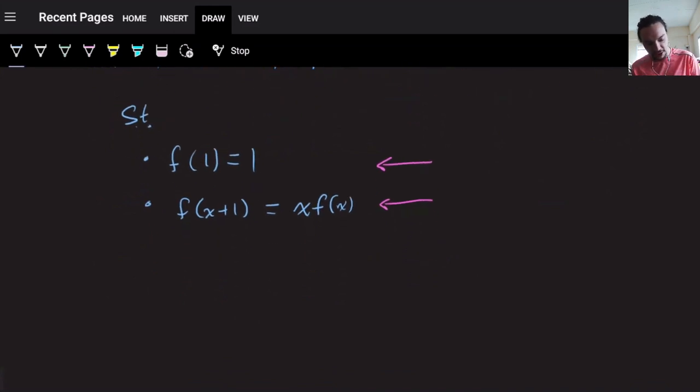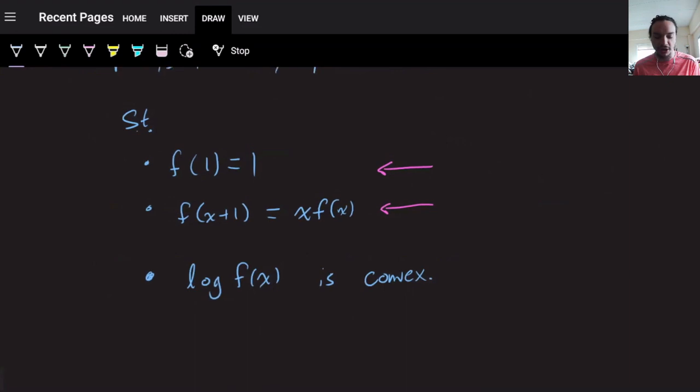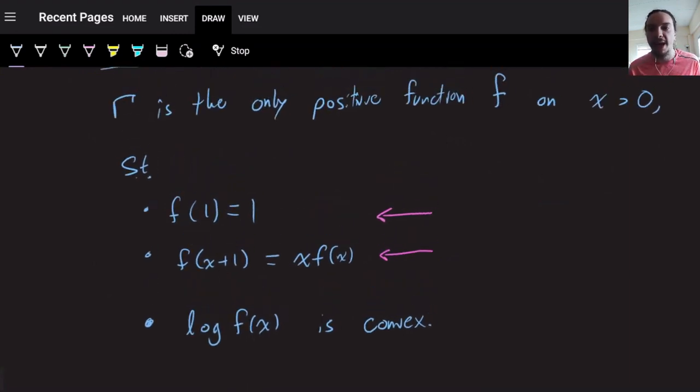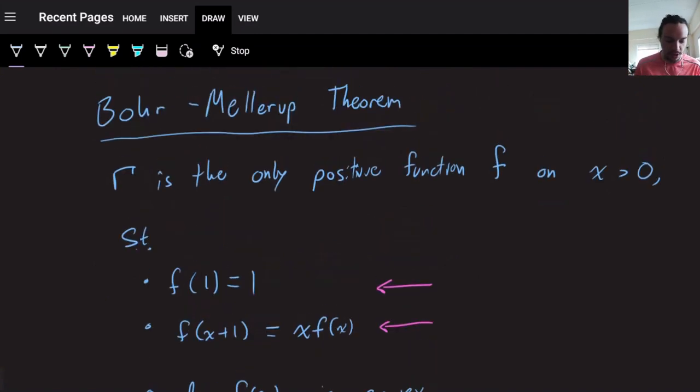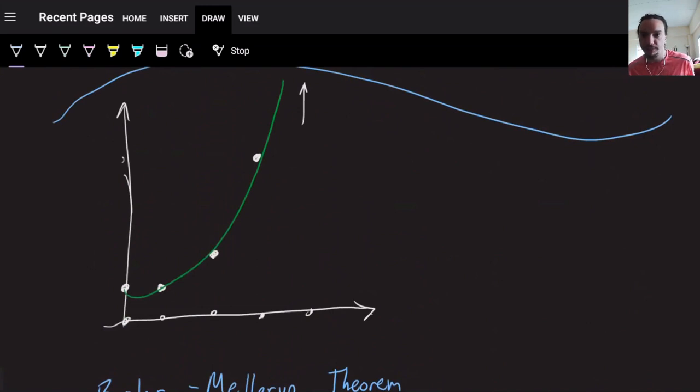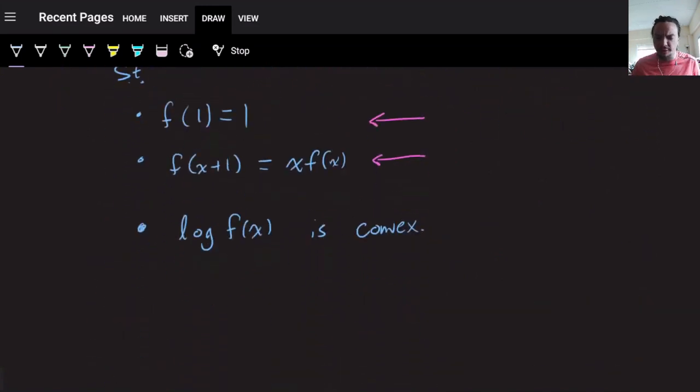And finally, we have one last relation that our function needs to satisfy in order to be the gamma function, which is that log of f of x is convex. This is sort of a weird statement. So as long as we require that log of f of x is convex, then if we satisfy these two properties, you end up having to be the gamma function, which is kind of surprising. It feels like there should be a lot more leeway here, because we could wiggle in all kinds of ways through our points.